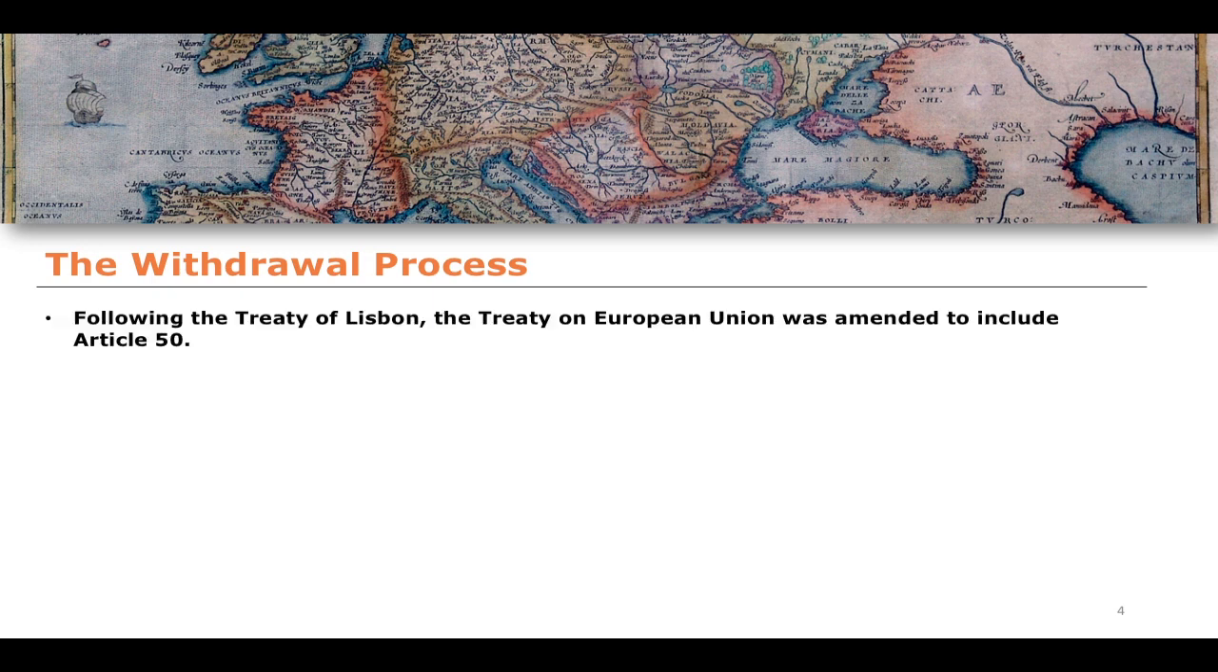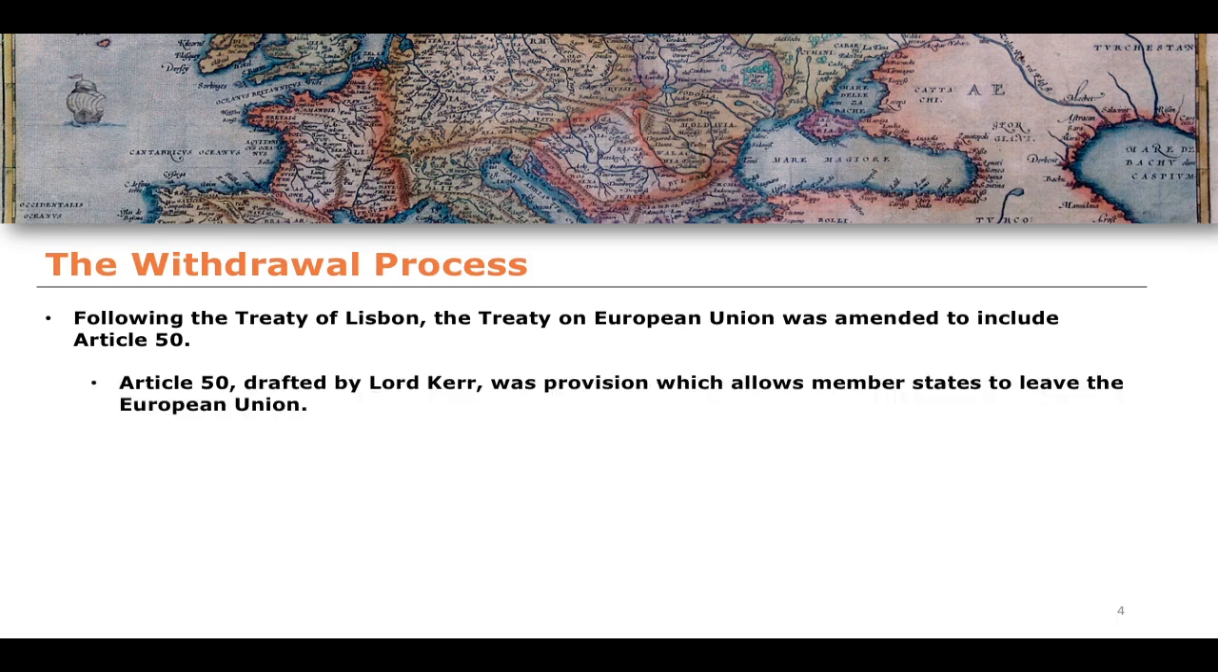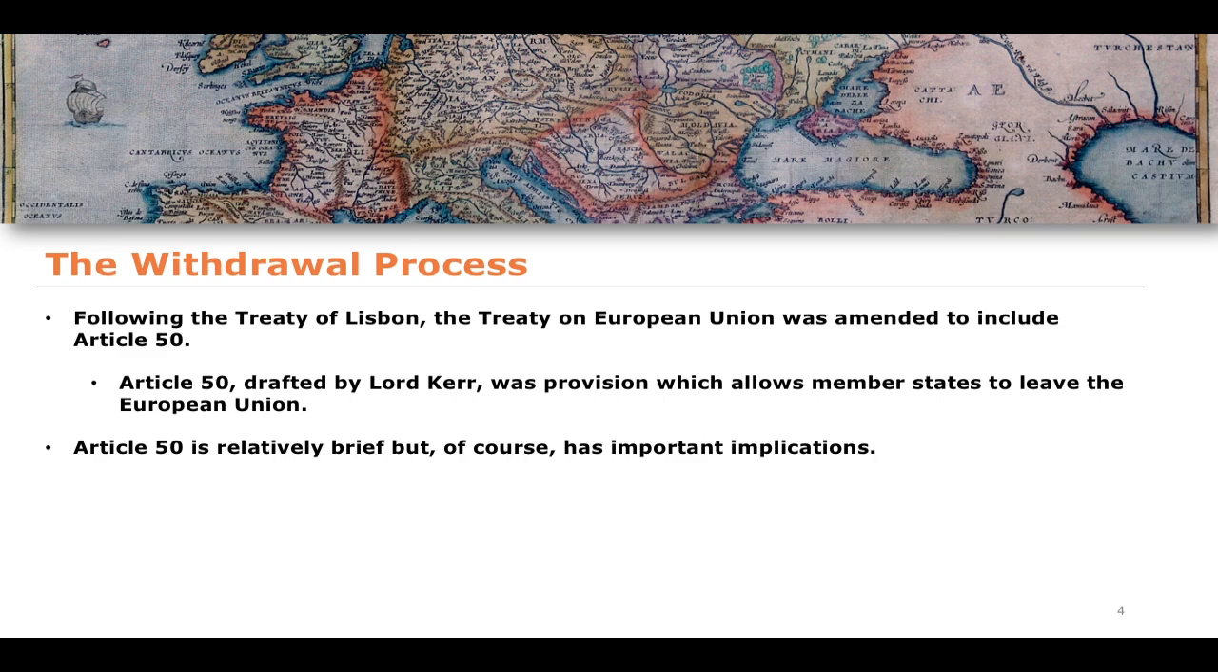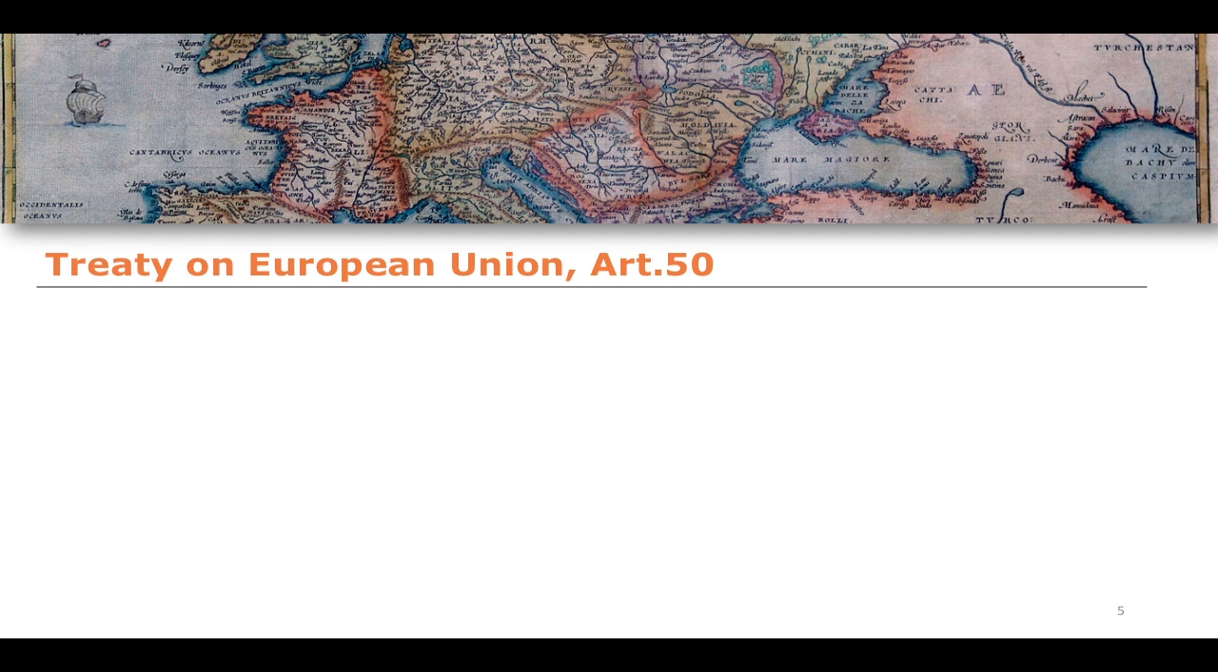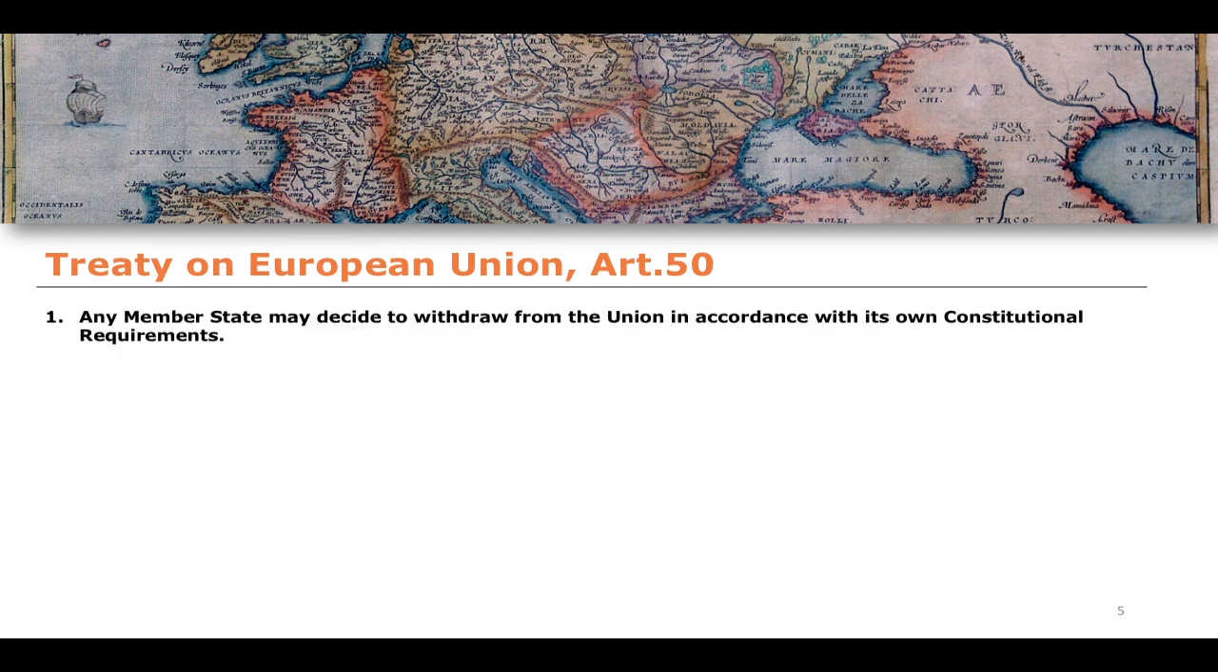So the withdrawal process wasn't actually present within the various treaties on the European Union until the Treaty of Lisbon. So it was amended, essentially. The Treaty on European Union was amended to include an additional provision, this being Article 50. Article 50, which was drafted by Lord Kerr, was the mechanism which essentially allows for a member state to leave the European Union. While relatively brief, of course, Article 50 has very important implications. I'm just going to read to you Article 50 in its entirety.